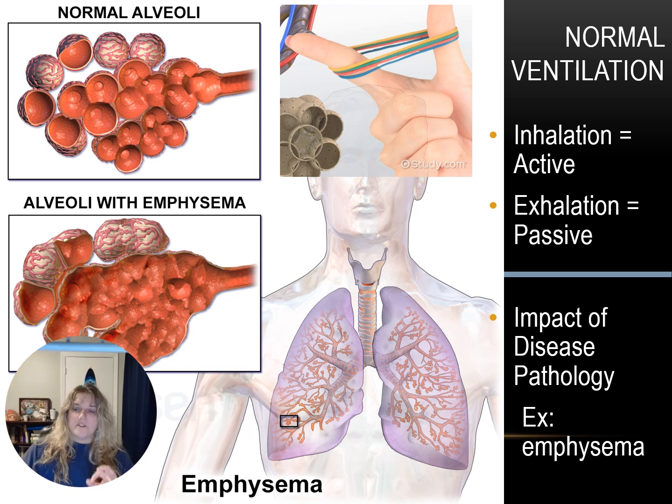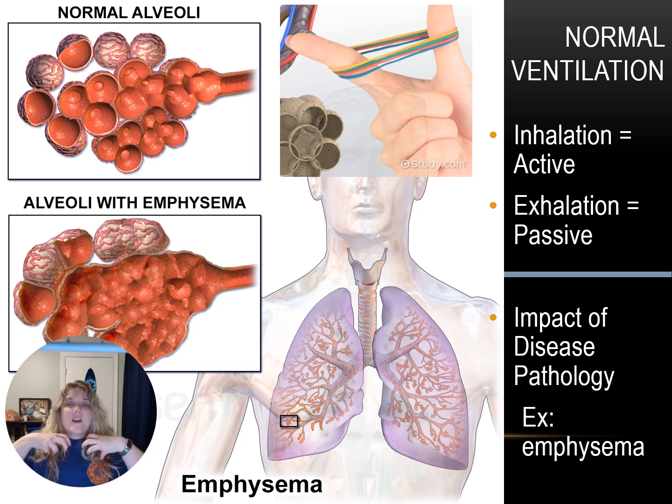In normal ventilation, and I want to put a big fat asterisk on this word, normal. That's the key word, normal. In normal ventilation, inhalation is active. Why is it active? All of those muscles are having to be drawn up, so they're contracting. Does a muscle contraction require energy? If you said yes, you are correct. So if the muscle is contracting, it requires energy. So that inhalation is considered an active process.